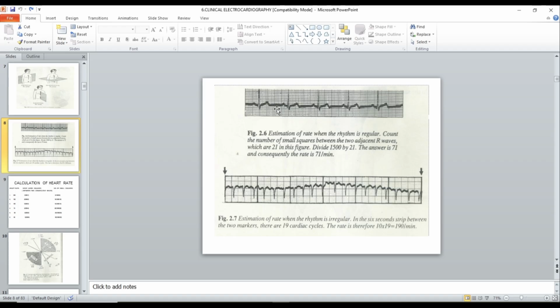For example, there are 21 small squares between two RR waves. If we divide 1500 by 21, it comes to 71. The heart rate is 71.